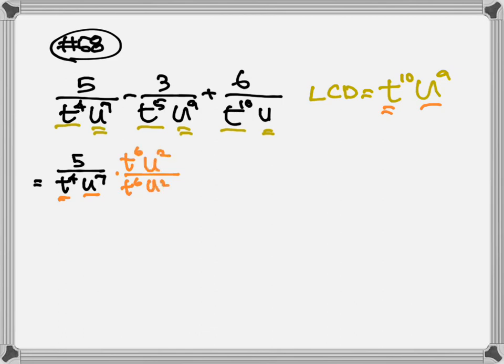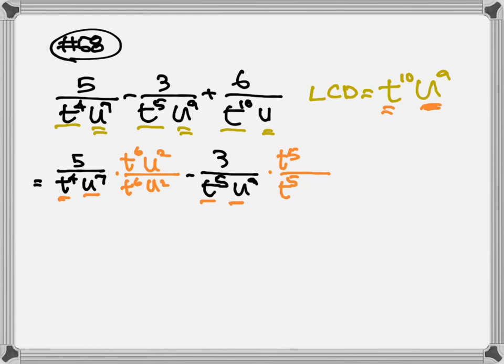Then after that, let's bring down my second fraction, minus 3 over t^5 u^9. So let's do the same thing. Let's see how many t we are missing. We only have t^5, but we need t^10. So we're missing t to the 5th. So t^5 to the top and the bottom. Over here, u^9, we have enough for u^9, so we don't need any u.